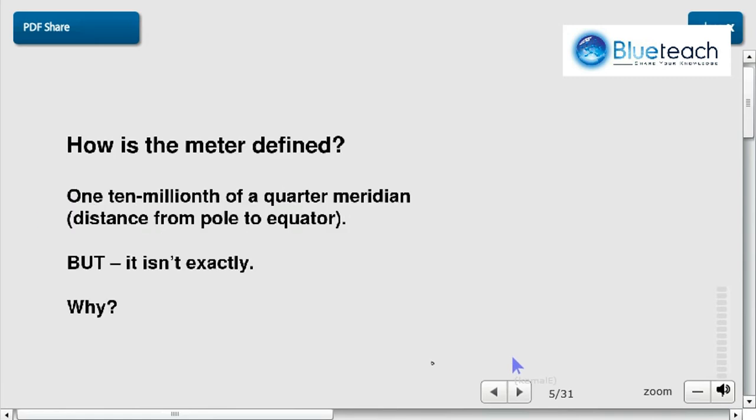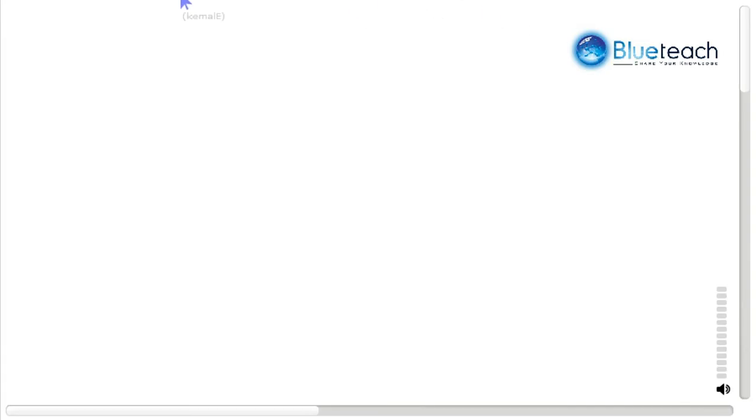So to give an example, let's see how the meter has been defined. The meter has been defined as 1/10 million of a quarter meridian, distance from pole to equator. But it isn't exactly. Why? Well, let's first see what that means.